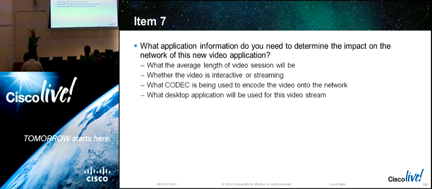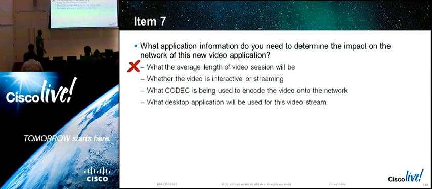Interactive or streaming, yeah. It's a pretty obvious one, right? But it's meant to be illustrative, right? We don't care how long they are. We don't care what they're using. We don't care how they're encoded. We really care about, do I have to do interactive, or can I just stream it, right?